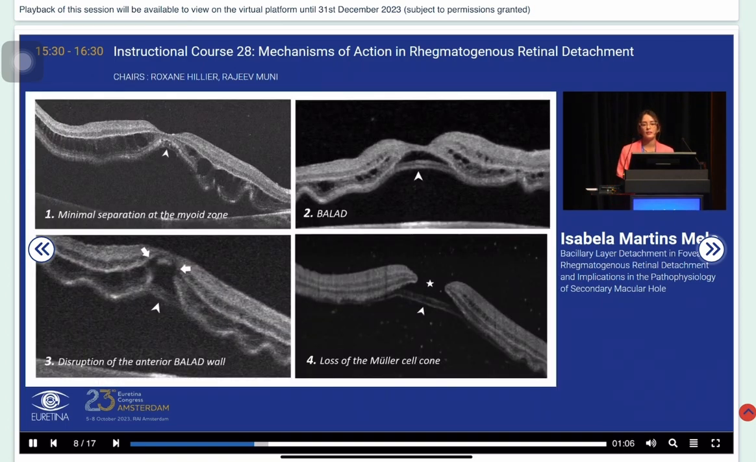So we know that BALL is an intraphotoreceptor splitting within the myoid zone, and here we have OCT scans demonstrating its abnormalities, and here in figure 1 we have a minimal split extending to a larger cavity in figure 2. In figure 3 we have the disruption of the anterior BALL walls from adjacent cystic changes, and finally in figure 4 we have the loss of the Müller cell cone, and then we have a result with the so-called BALL lamellar hole.